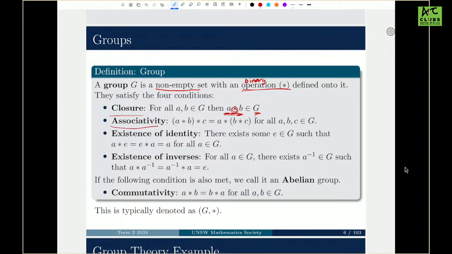Next thing is associativity. The placement of brackets around the operation doesn't really matter. That's why we'll typically just not worry about the brackets, and we'll write something like A star B star C, just because the placement of the brackets doesn't matter. Sometimes we'll even go a bit further and just ignore the star altogether and just write ABC.